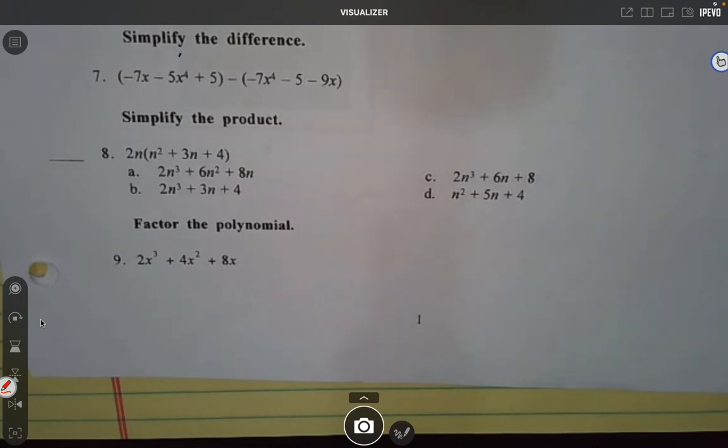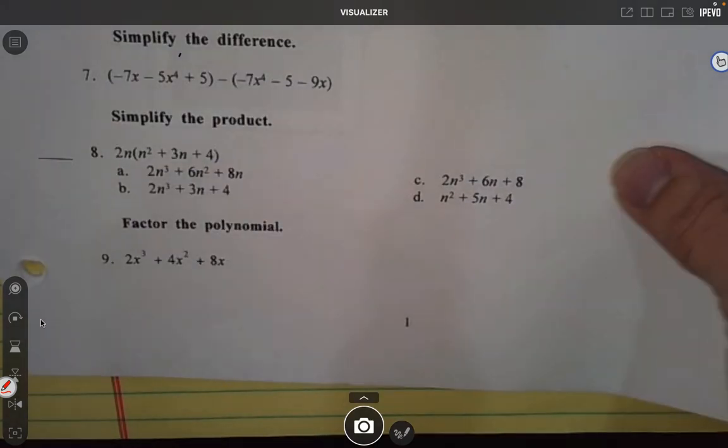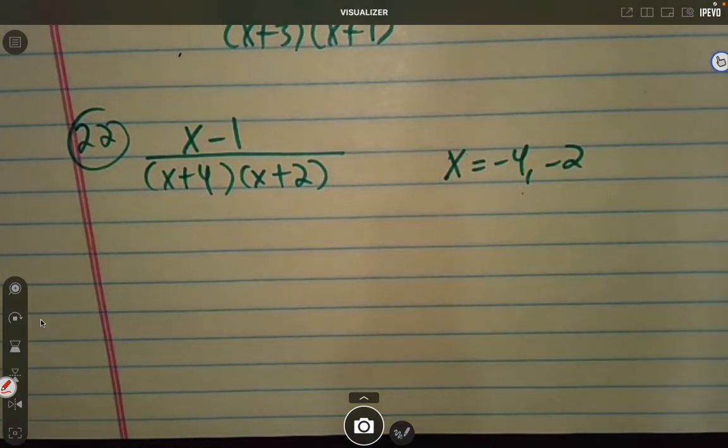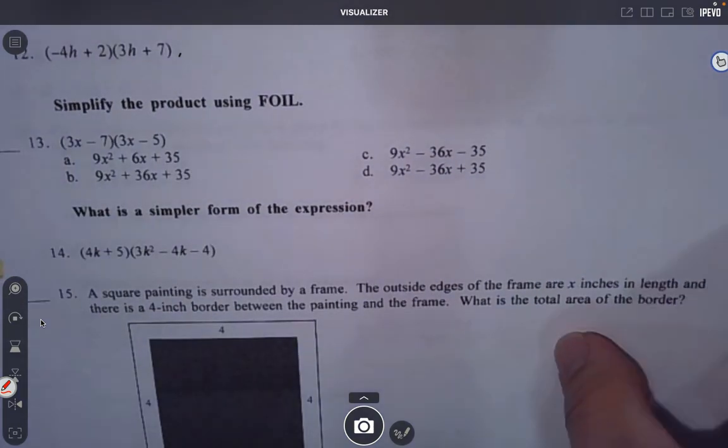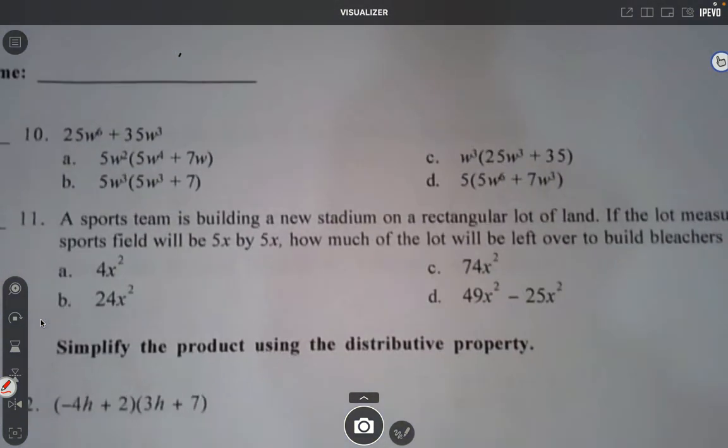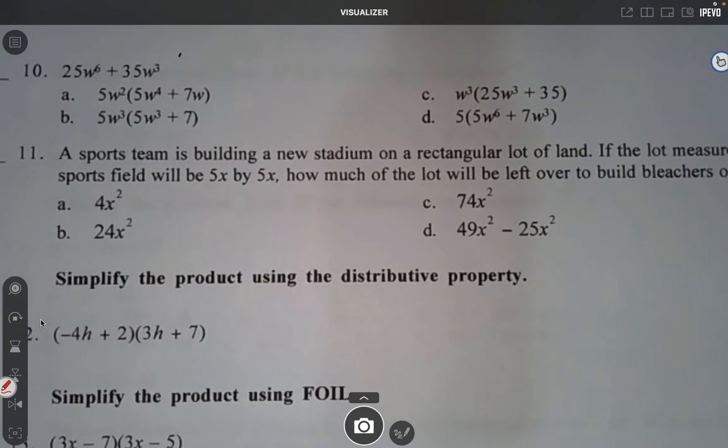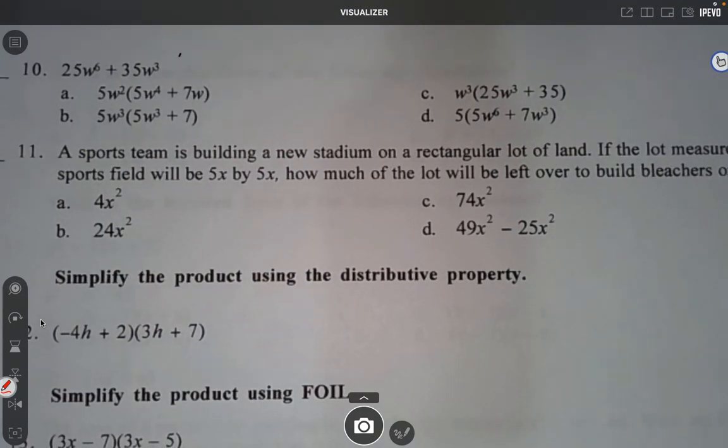Now let's go to number 10. We're moving along pretty good. Number 10. All right. This one is just like number 9. We're going to see what we factor out. So what number goes into 25 and 35? 5. And how many W's can I factor out? 3. One of them has 6 and one of them has 3. So I can only pull out 3. All right, so let's see what's left.